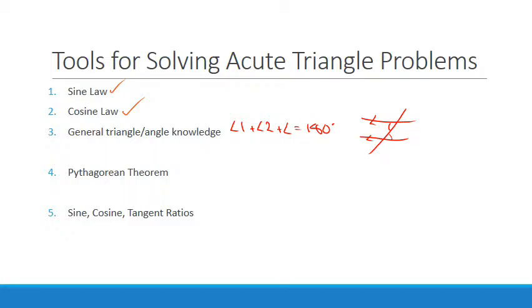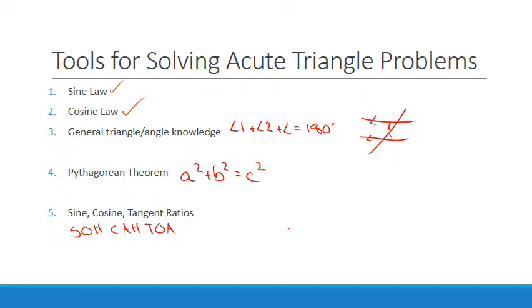The Pythagorean theorem, again, a squared plus b squared equals c squared. You guys have known that one for a long time. And then sine, cos, and tan ratios. So in grade 10, you would have learned these. We have the acronym SOHCAHTOA. That helps you remember these.